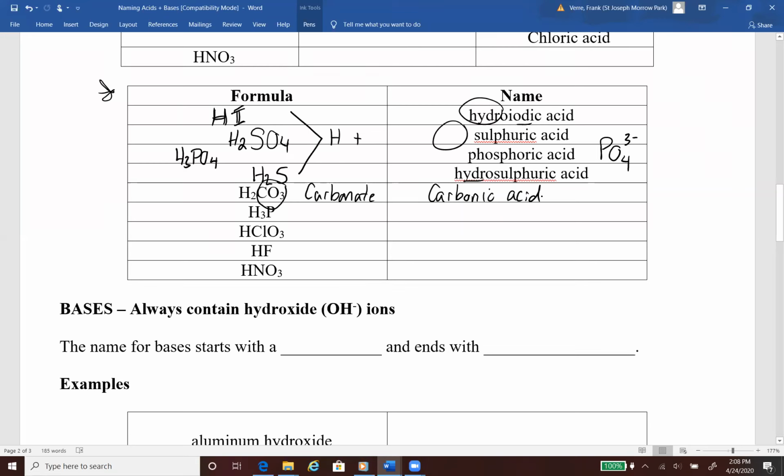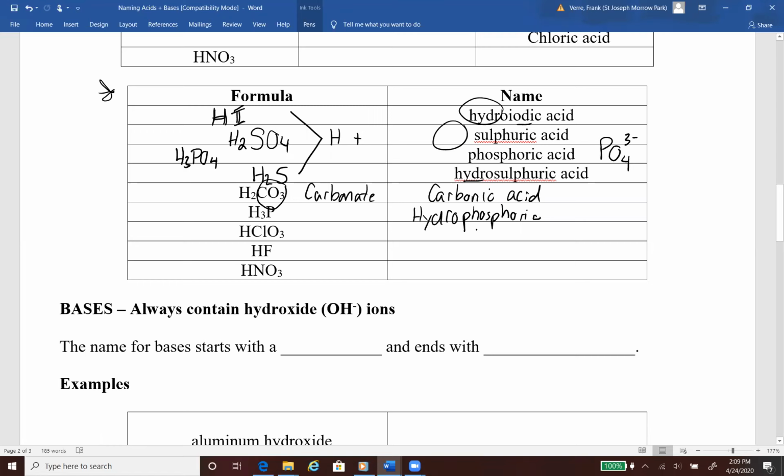All right. H3P would be hydro. This is binary. There's only two things in it. Phosphoric acid. All right. Whereas phosphoric acid, you see, is hydrogen with phosphate.